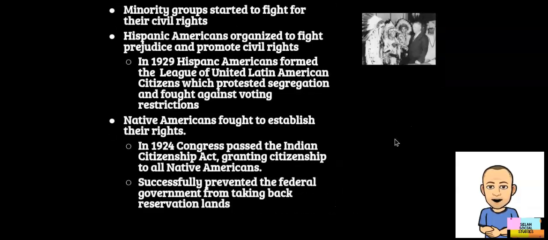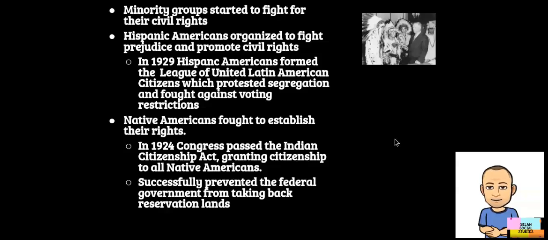So what type of people were fighting for rights in America? After the war, minority groups began to organize and demand civil rights. Remember that during the war, a majority of young white laborers were sent off to the war, leading to a large migration of Mexican and African Americans from the South to the North. And in 1929, Latin Americans formed the League of United Latin American Citizens, which would protest segregation and voting restrictions. Native Americans fought for their rights too.